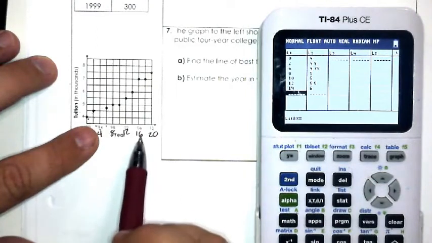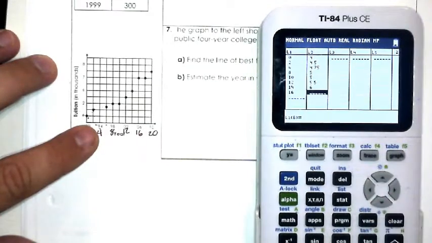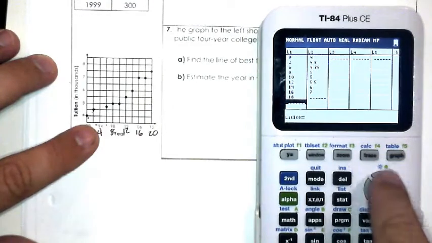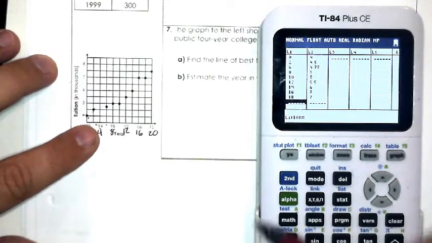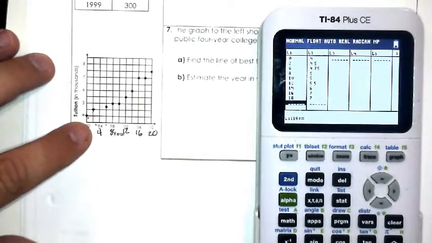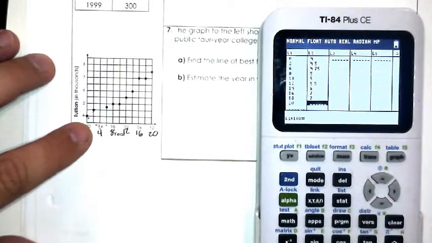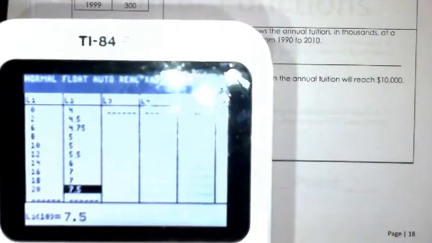Oh, I'll zoom in. Hold on. Just give me a second. Okay. In the year 2010, or 20 years past, we're at $7.5 thousand. Okay. It's not focusing. There it goes.